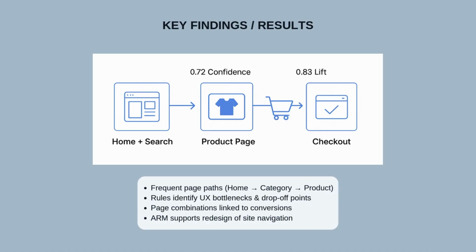The results reveal the most frequent navigation journeys, including the ones that consistently led to checkout, and also the paths where users tend to drop off. These insights are useful because they help identify what parts of the site are working well and where users might be getting stuck. Overall, this paper shows how association rule mining can help improve website usability just by analyzing real clickstream behavior.